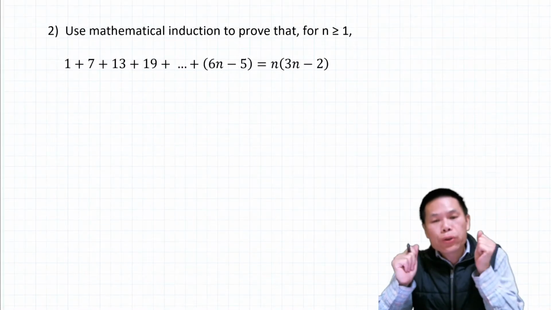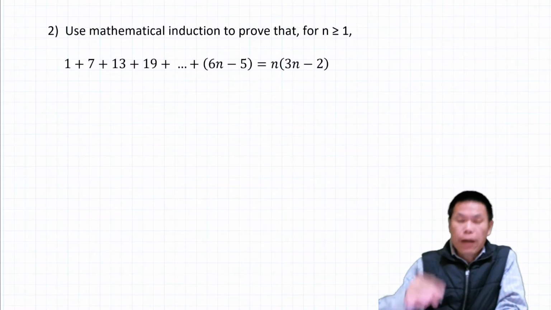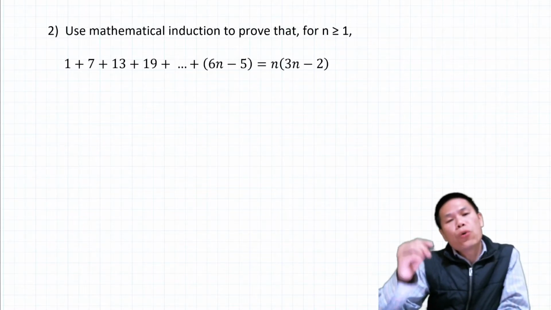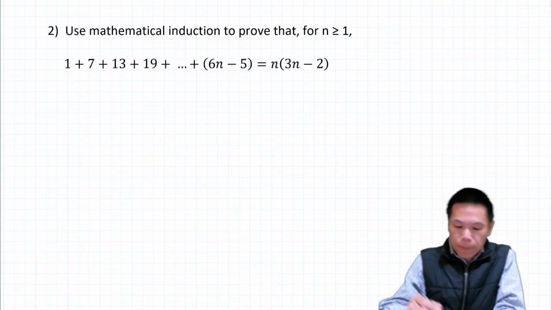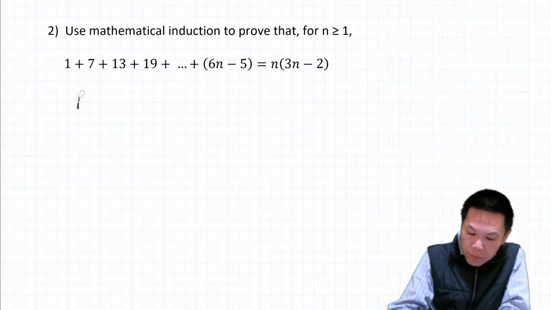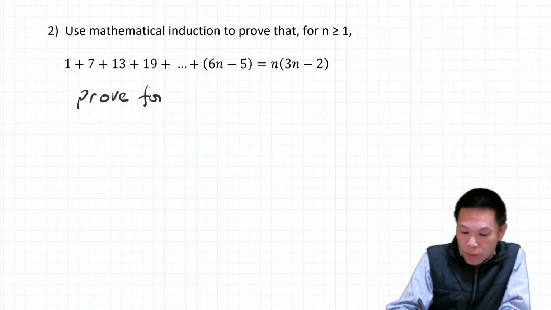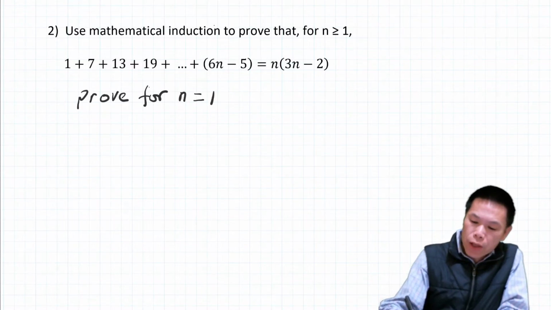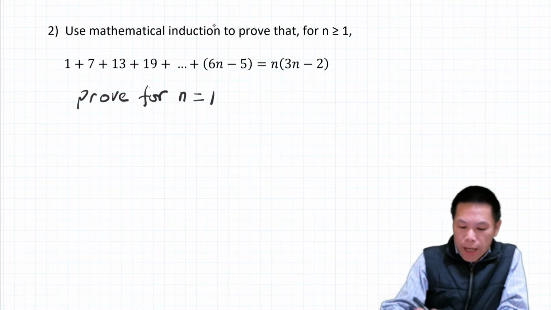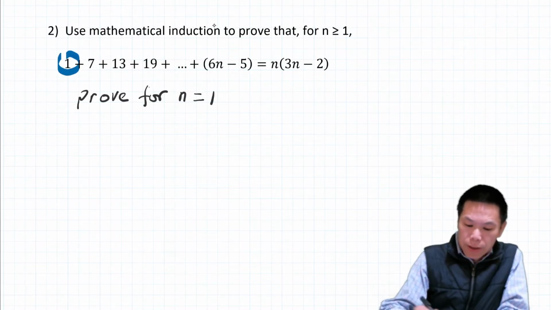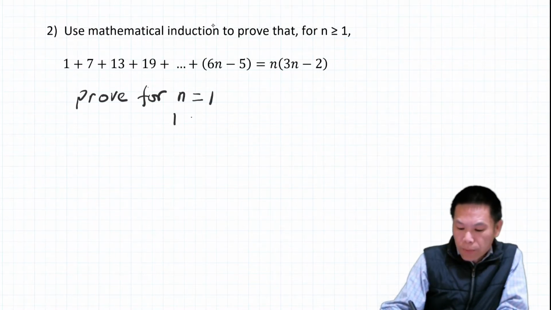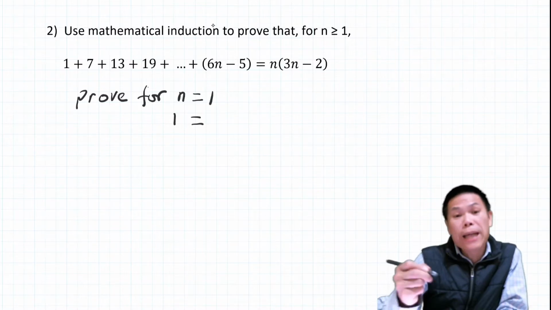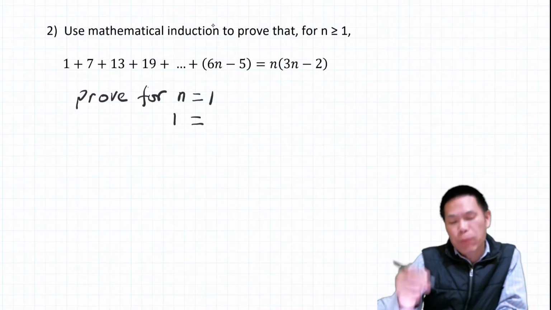Right, let's go through it together. Now, first statement, we need to show it is true for n equal 1. So I just write proof for n is equal 1. So this means that on the left hand side, when n equal 1, we have this. So that is 1, is equal to, on the right hand side, we just replace n with 1.